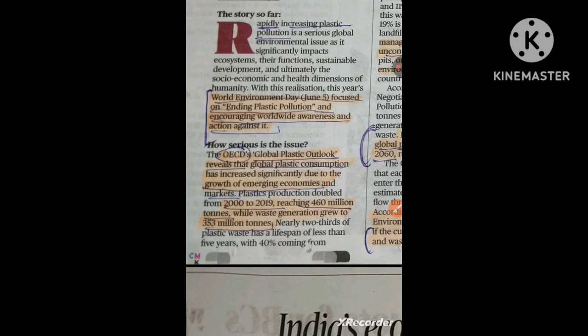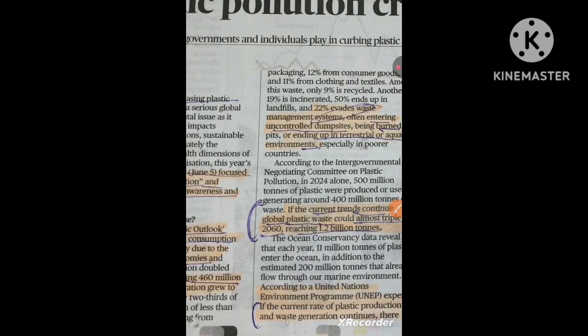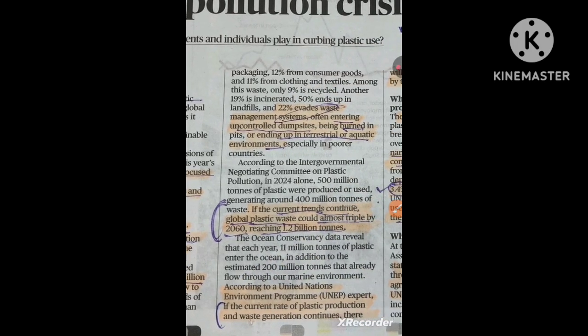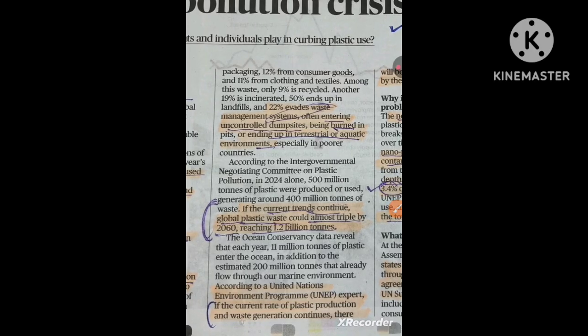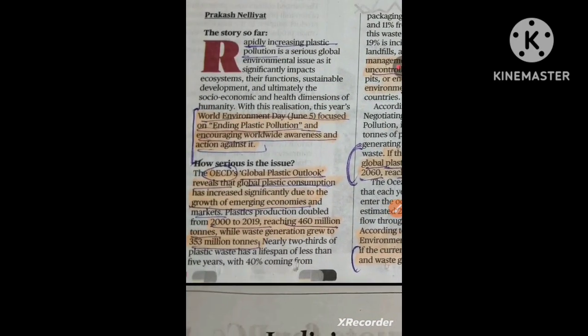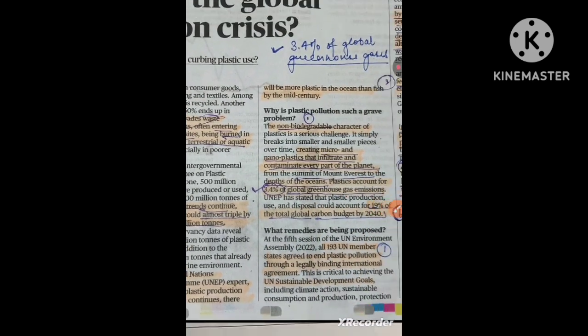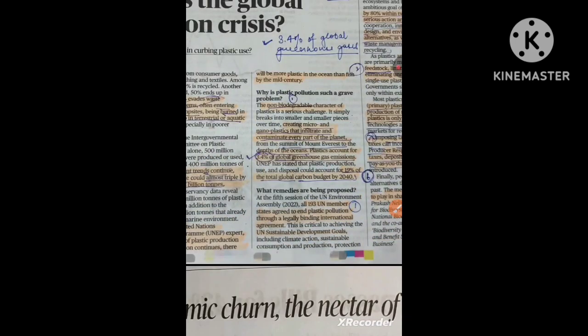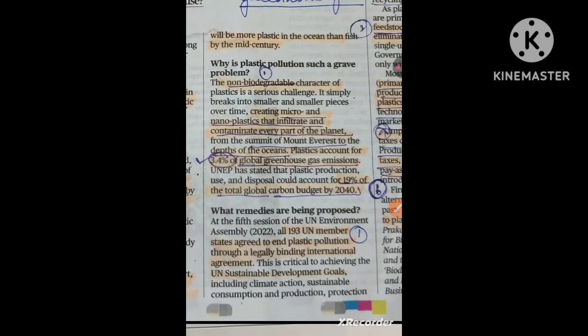Now this data, only this data you will remember, that it reached 460 million tons while waste generation grew to 353 million tons, right? After this you have a few more data points if you want to remember, but when it comes to the solution part, I think that is more important. Here also you have one data point which can be used.